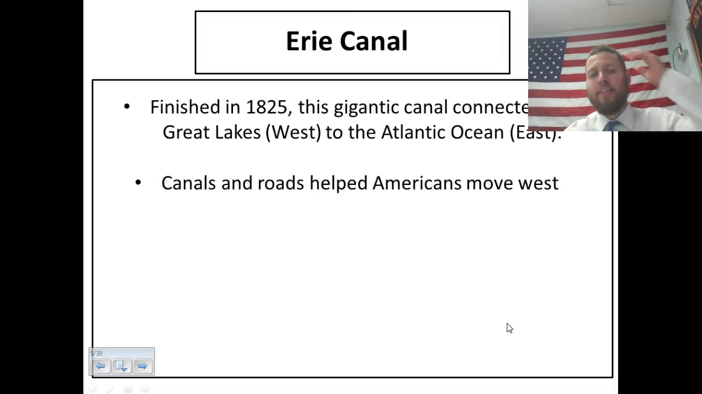Cool. Canals and roads helped Americans move west because everybody's already east. You can use the canal to go west. So, finished in 1825, this gigantic canal connected the Great Lakes west to the Atlantic Ocean east. Canals and roads helped Americans move west. Cool? Love it?